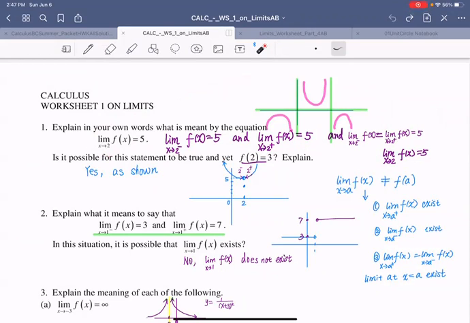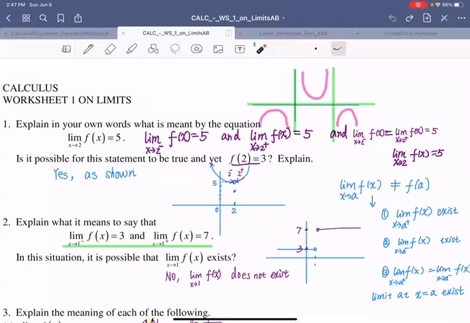Now they ask you next, is it possible for this statement to be true and yet f(2) equals 3? That is possible. You can do a piecewise function. You can draw a graph like that, which makes your limit exist at this value, but the function itself has another different value.